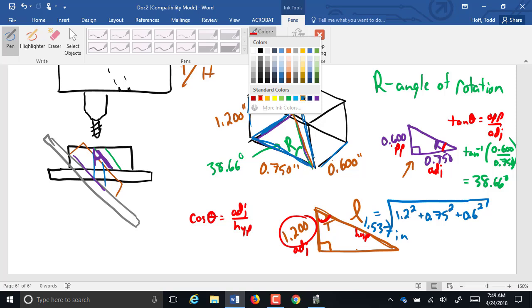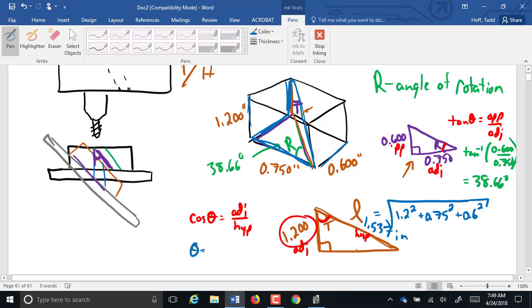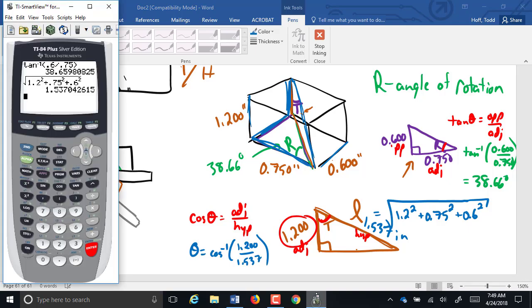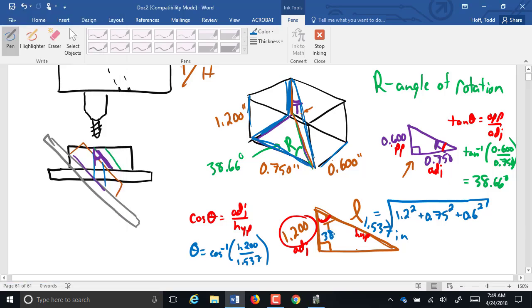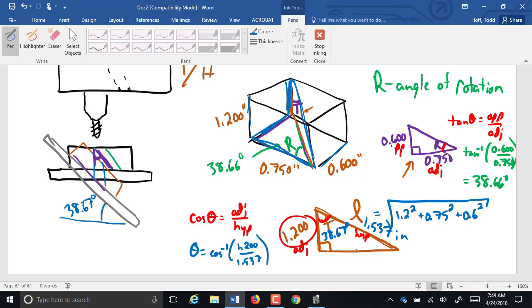So now we can solve that for theta. So it's going to be the inverse cosine of 1.200 over 1.537. 38.67 degrees. So that means that this table is going to be tilted at an angle of 38.67 degrees. What do you think? Not terrible.